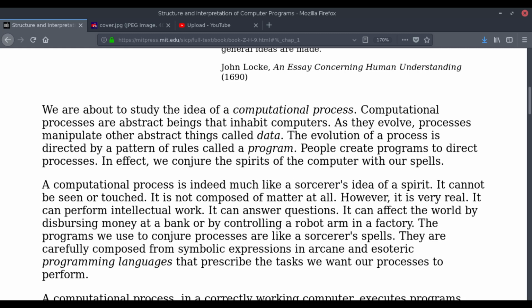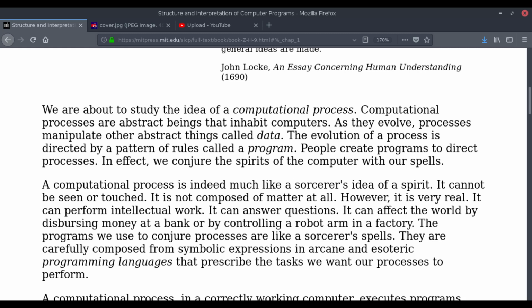It cannot be seen, or touched. It is not composed of matter at all. However, it is very real. It can perform intellectual work. It can answer questions. It can affect the world by disbursing money at a bank, or by controlling a robot arm in a factory. The programs we use to conjure processes are like a sorcerer's spells.